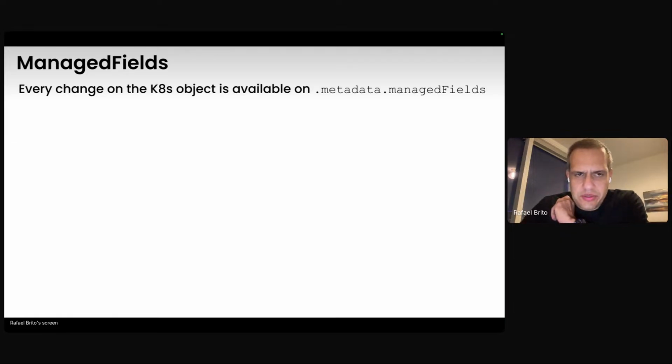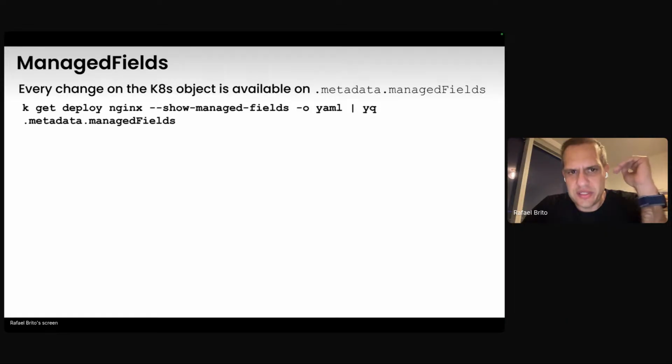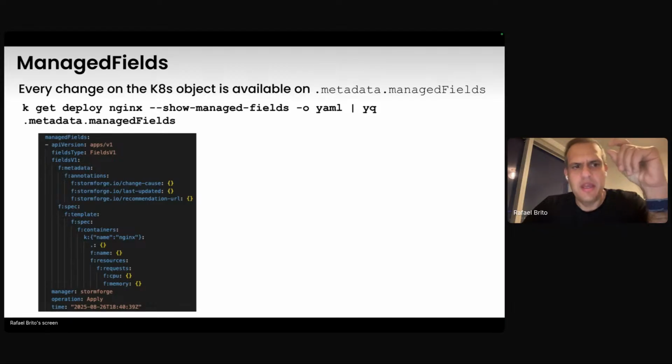So every change on the Kubernetes object is on .metadata.managedFields. If you do a kubectl get, it will not show that. It used to. I remember when that was introduced, it caused a lot of noise, a lot of output, people complaining. So by default, you don't see the managed fields. If you want to see the managed fields, you need to put --show-managed-fields. And I'm giving here an easy way to just filter that using yq: yq .metadata.managedFields. And you're going to see a list.